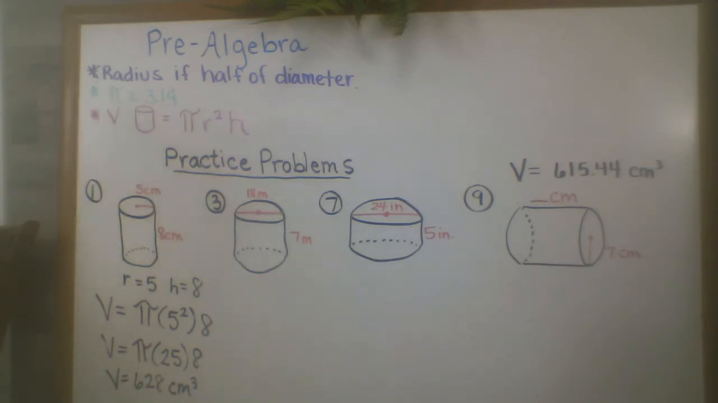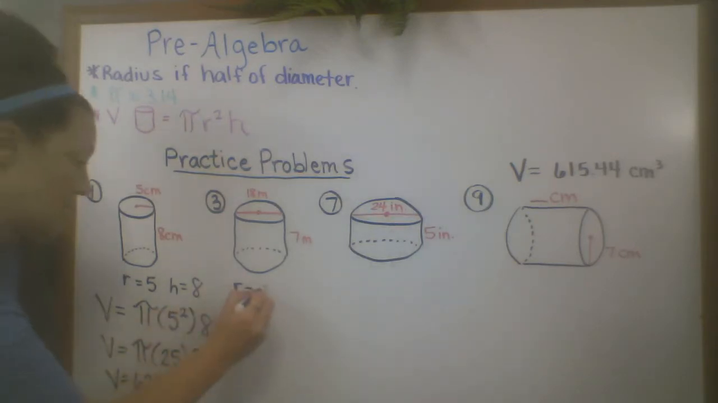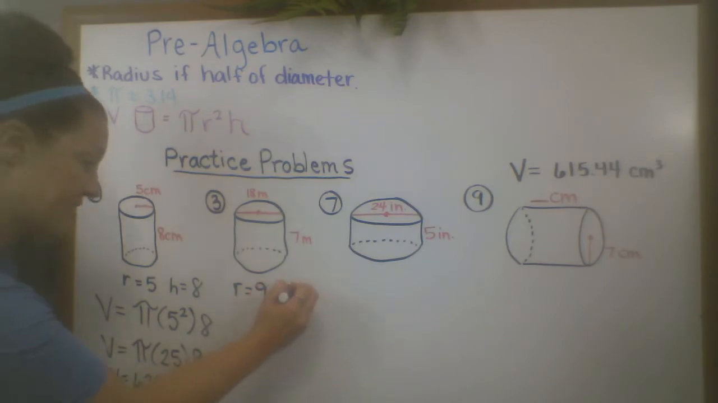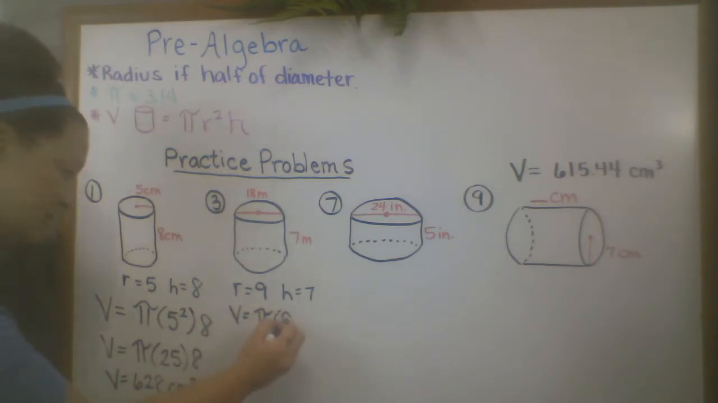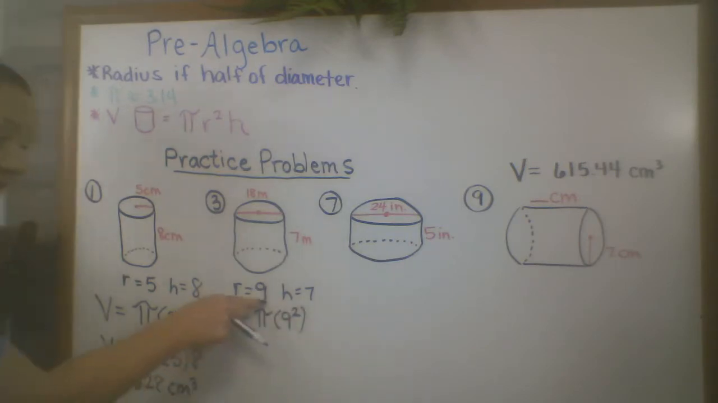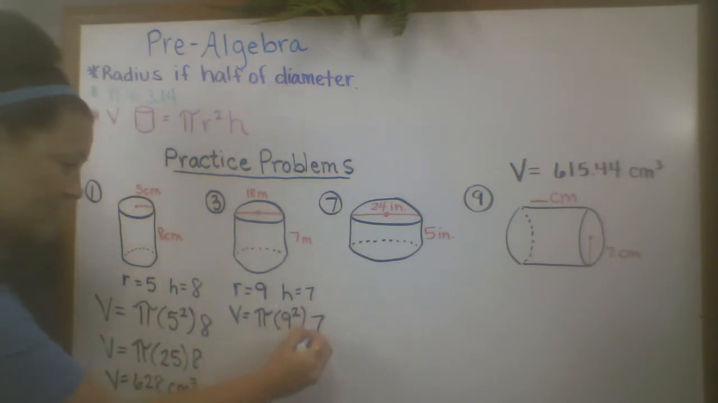All right, next example, number 3. Here we have diameter. So we have to split it in half. So our radius is half of 18. What do you get? 9. Good. And our height is our height, which is 7. So now we can plug it into our equation. So volume equals pi times our radius squared times 7.